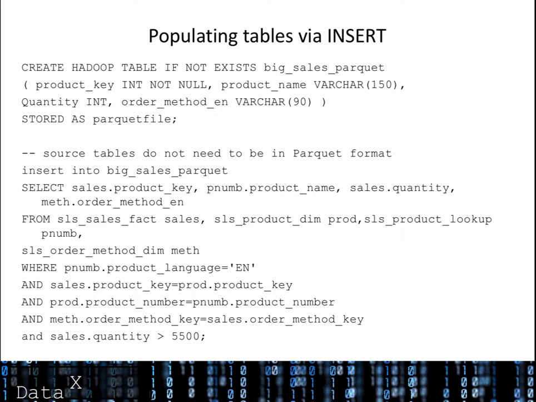The first part of this example creates a table named Big Sales Parquet to hold some data about product sales in Parquet file format. The second part populates that table with data by inserting the results of a query that spans several other tables, none of which happens to be in Parquet format.